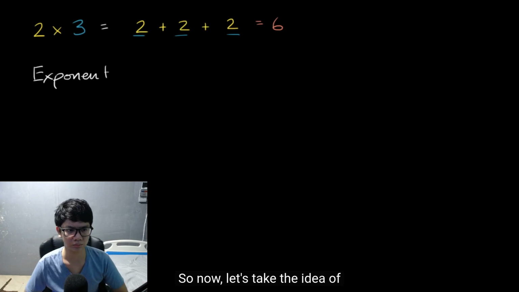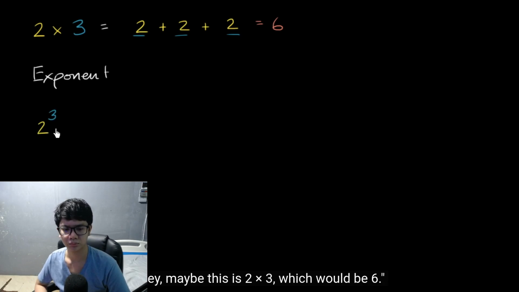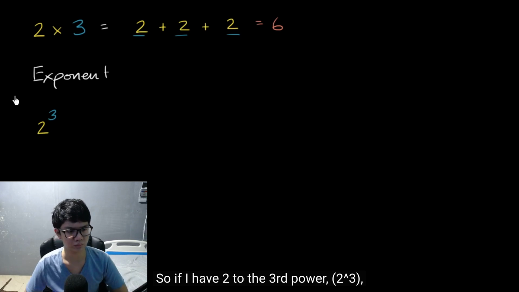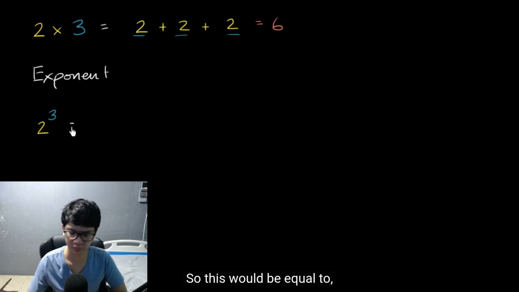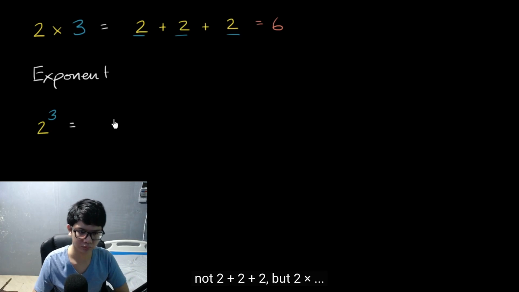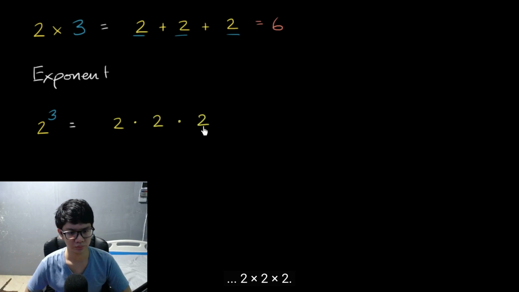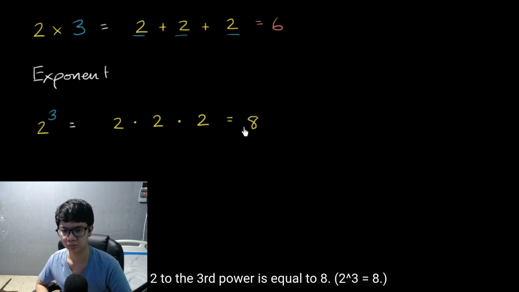So now let's take the idea of 2 to the third power, which is how we would write this down. So you might be tempted to say, hey, maybe this is 2 times 3, which would be 6. But remember, I just said this is repeated multiplication. So 2 to the third power literally means multiplying 3 2's. So this would be equal to not 2 plus 2 plus 2, but 2 times, I'll use a little dot for multiplication, 2 times 2 times 2. Well, what's 2 times 2 times 2? That is equal to 8. So 2 to the third power is equal to 8.